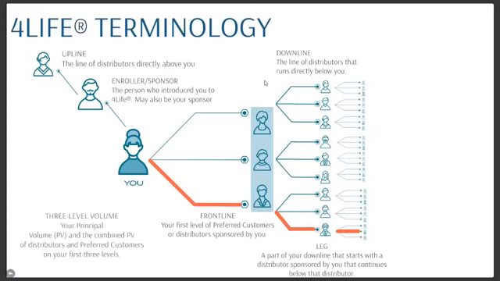3-level volume is going to be your principal volume and the combined principal volume of all the distributors and preferred customers in your first 3 levels. So you, any customers that you would have had over here doing orders, plus all these 3 levels of distributors or preferred customers and their customer volume is all going to go towards your 3-level volume. This is also important to understand when talking about rank qualifications.